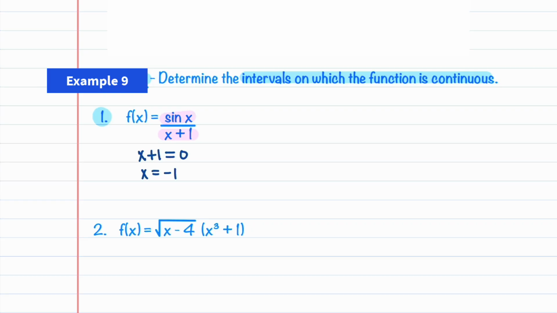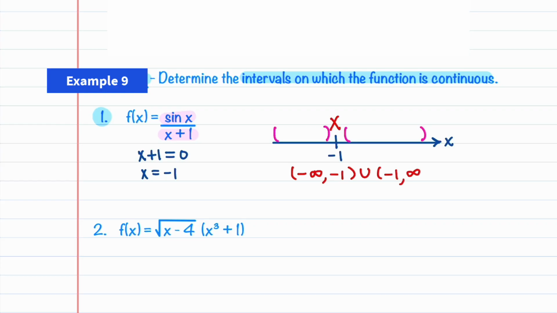I think the easiest way to do that is to just draw a number line. We'll label this as x, and we're going to take x is equal to negative 1, and put a big X right there. X cannot be equal to negative 1. So the intervals on which our function is continuous are going to be from here to here, and then from here to here. So our solution is our function is continuous on the intervals minus infinity to minus 1, union minus 1 to infinity.